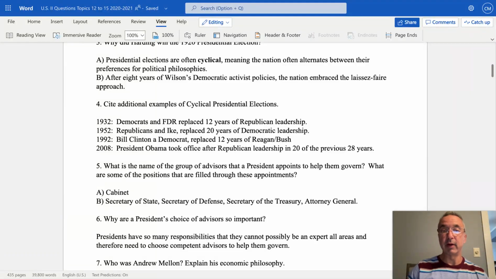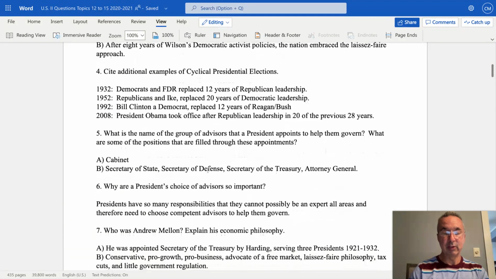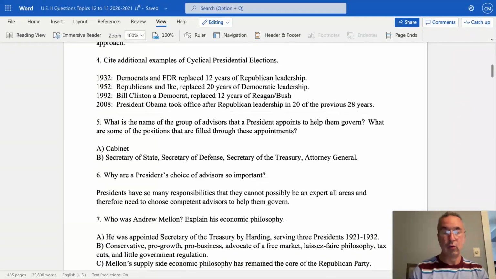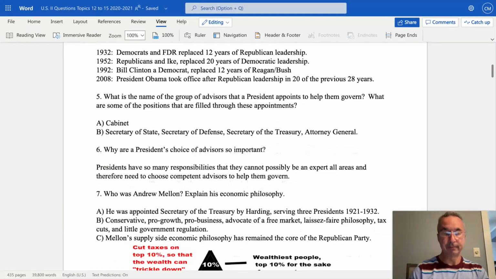Some of the more recently created cabinet posts include the Department of Homeland Security. The Environmental Protection Agency became a cabinet-level position a couple decades back. The Secretary of Energy was appointed during the Carter administration in the 1970s. And one of the more important ones is the Secretary of the Treasury, and that's Andrew Mellon. We'll look at his philosophy as the Secretary of the Treasury under Harding, as well as Coolidge and Hoover.